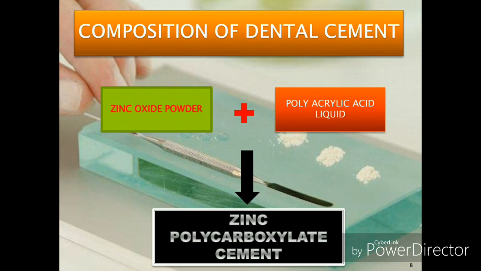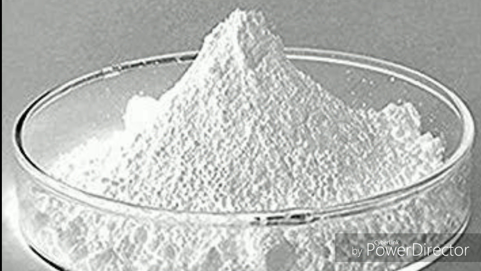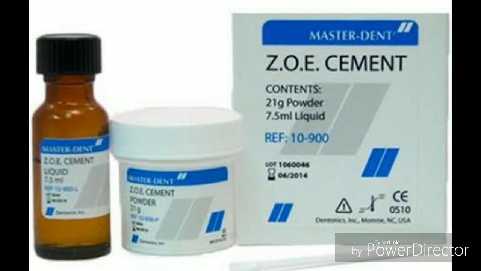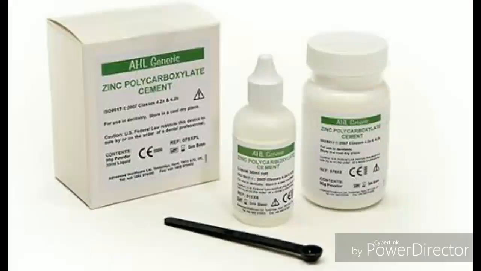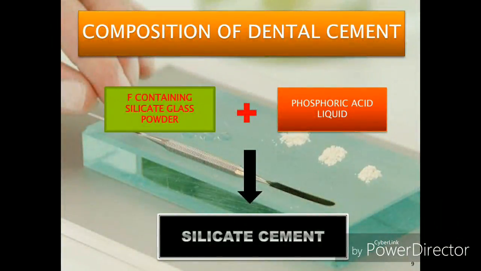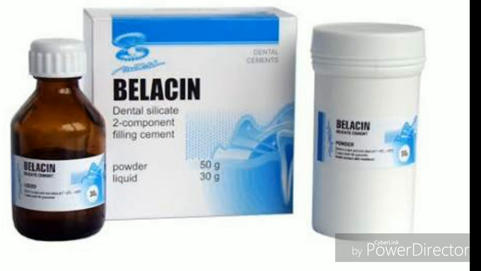So what we see here is that we kept the zinc oxide powder constant and we just changed the liquid component, and we got three different types of dental cements: zinc oxide eugenol cement, zinc phosphate cement, and zinc polycarboxylate cement. Now coming to the second type of the powder component, which is fluoride containing glass powder. When we mix fluoride containing silicate glass powder with phosphoric acid, we get silicate cement.